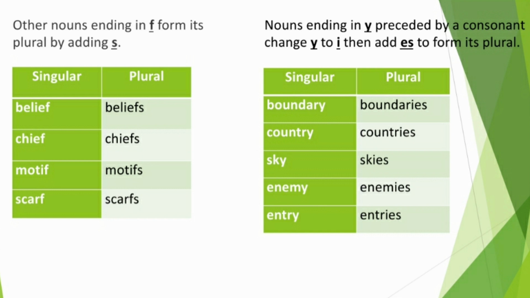Okay, let's proceed. Nouns ending in y preceded by a consonant change y to i, then add es to form their plural. Examples, boundary, boundaries. Country, countries. Sky, skies. Enemy, enemies. Entry, entries.